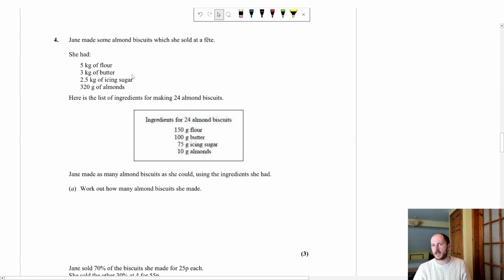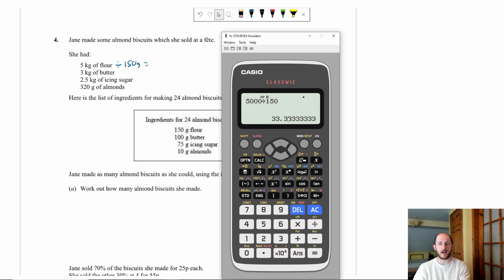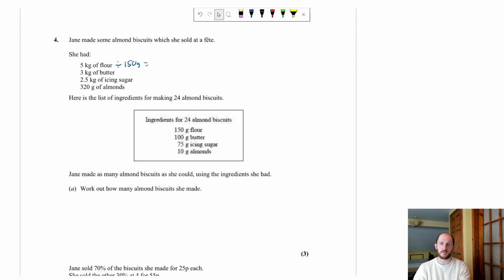So the way you do that is she has 5 kg of flour and each batch uses 150 grams. So I'm going to do 5 kg divided by 150 grams. Now remember, that's in kilograms, so that's going to be 5,000 divided by 150, which gives me 33 batches. You round down, because you can't make a third of a batch.